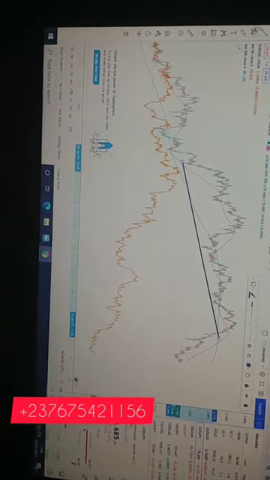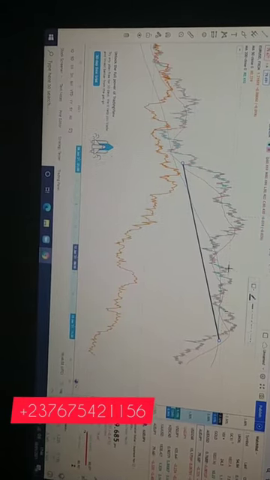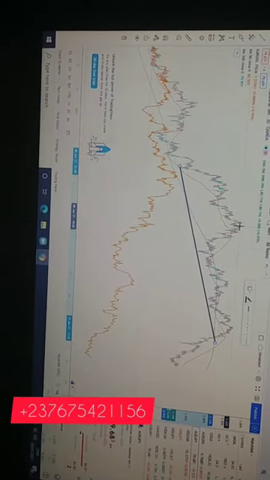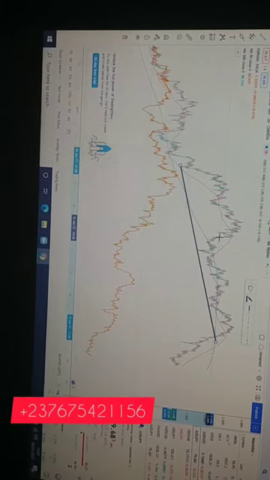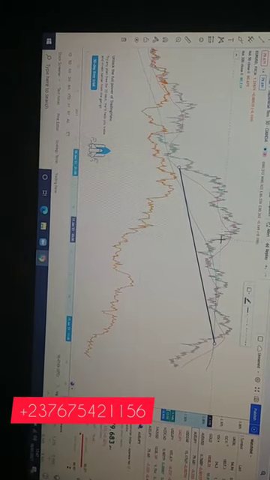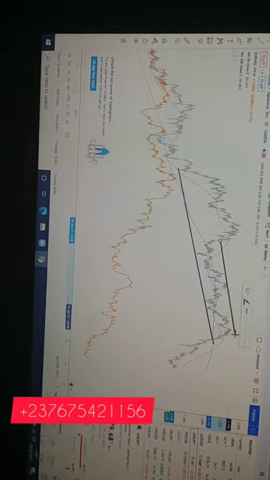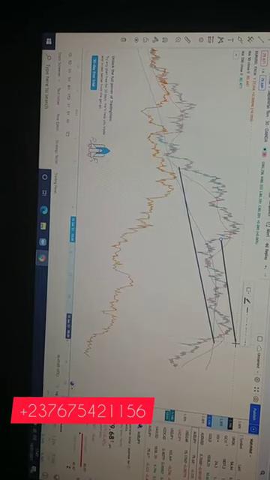Let me show you a resistance. Let me show you the resistance of how it was moving. I can decide and draw my resistance this way. Let me show you. I can say that this was my resistance.